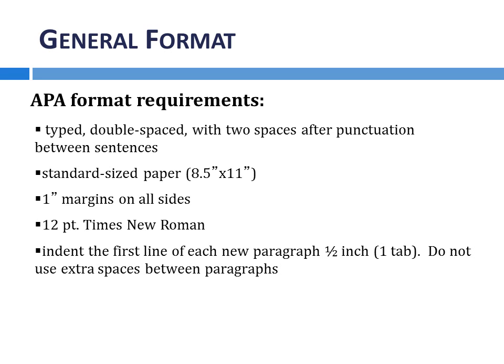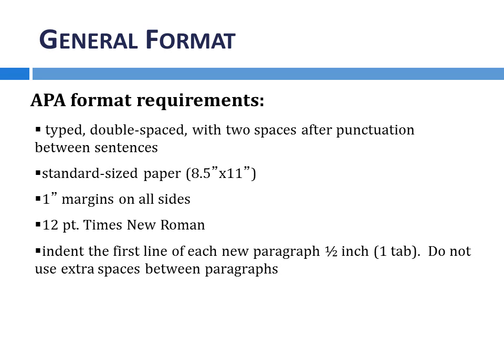Now we can look at the general formatting requirements for an APA paper. You will always submit a typed, double-spaced paper with 2 spaces after punctuation between sentences. So after a period, you'll hit the space bar twice. You'll use standard-sized 8.5 by 11-inch paper. You will have 1-inch margins on all sides. No matter what your software program defaults the margins to, like some versions of Word will default the margins to 1.25 inches, you'll want to change those to 1-inch margins on all sides.